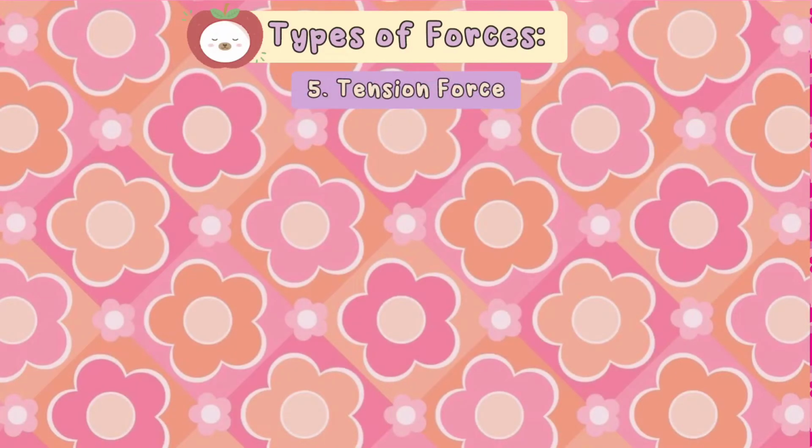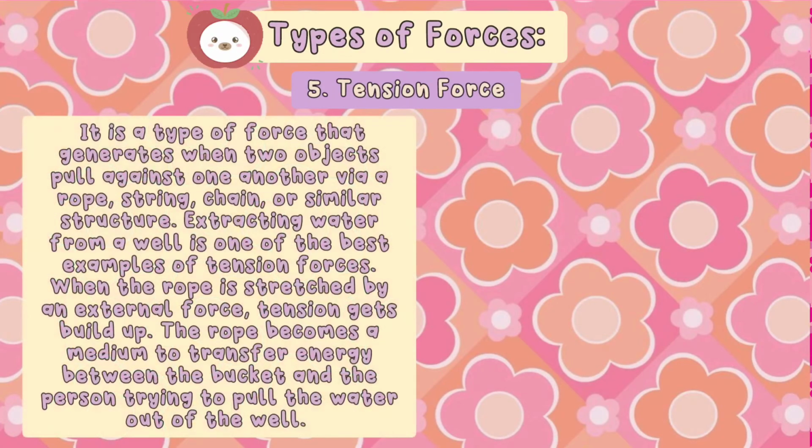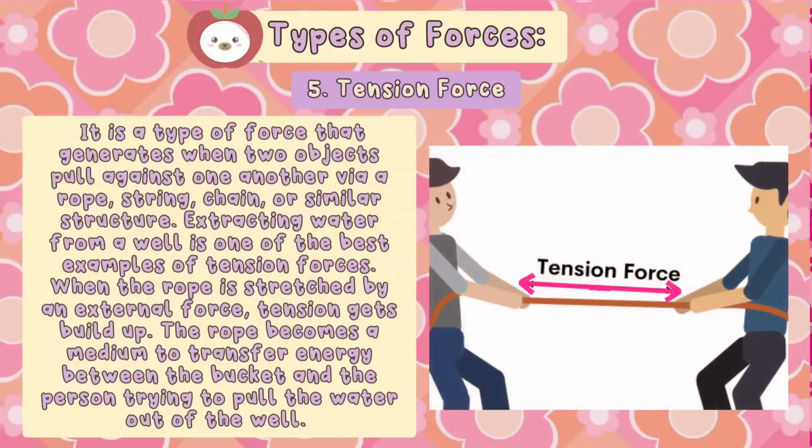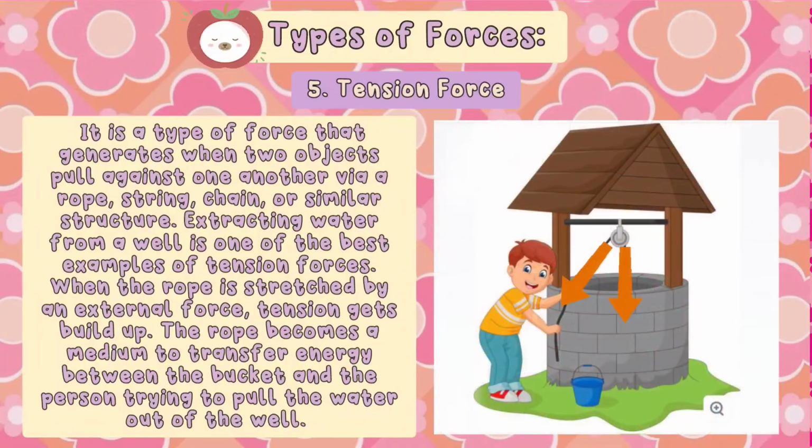Number 5. Tension force. It is a type of force that generates when two objects pull against one another via a rope, string, chain, or similar structure. Extracting water from a well is one of the best examples of tension forces. When the rope is stretched by an external force, tension gets built up. The rope becomes a medium to transfer energy between the bucket and the person trying to pull the water out of the well.